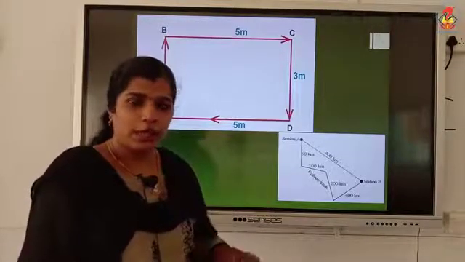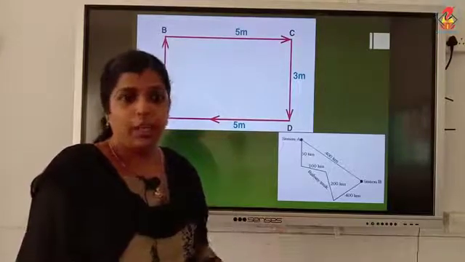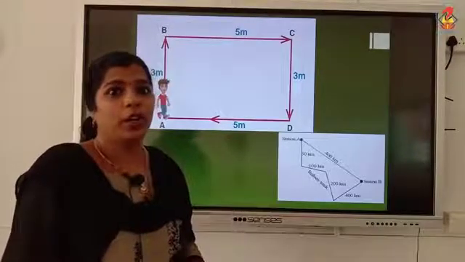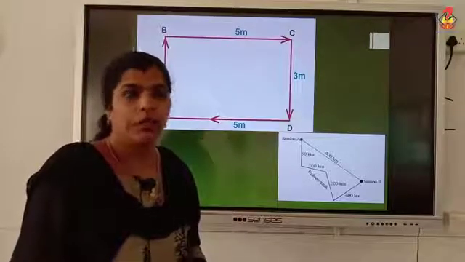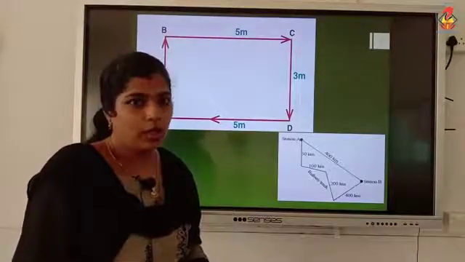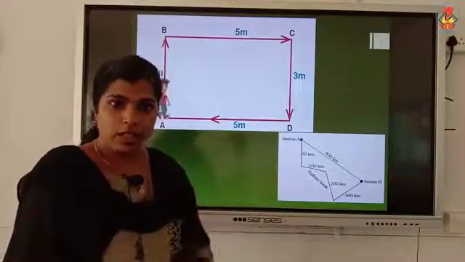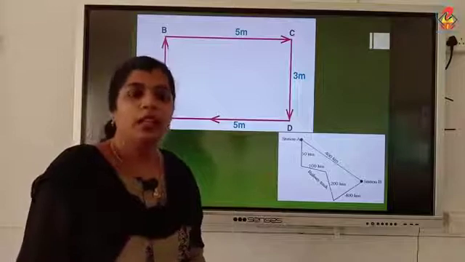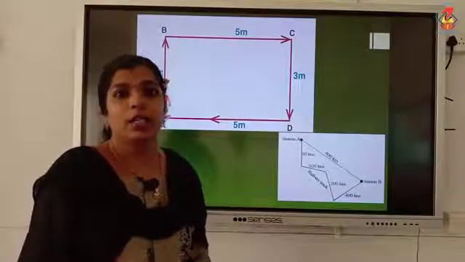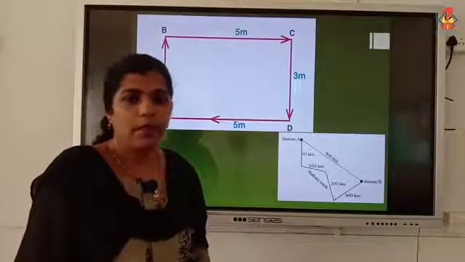If an object starts from one point and reaches the same point itself after completing a round or after completing 2 rounds, then the displacement will be 0.